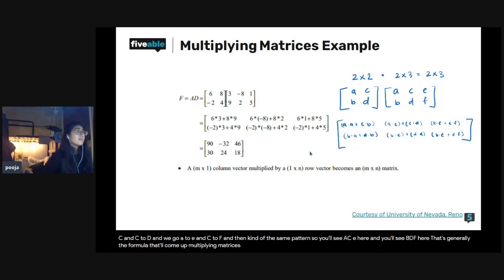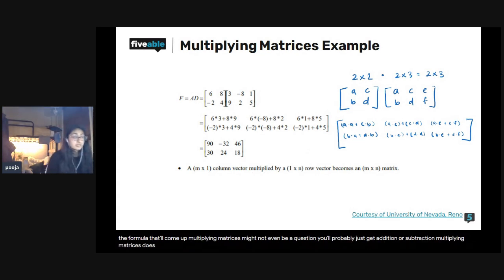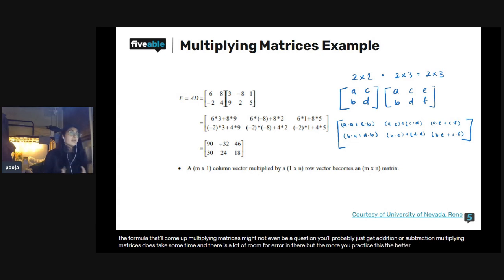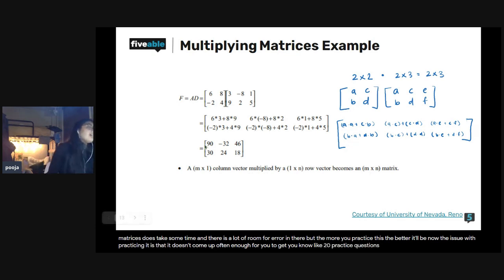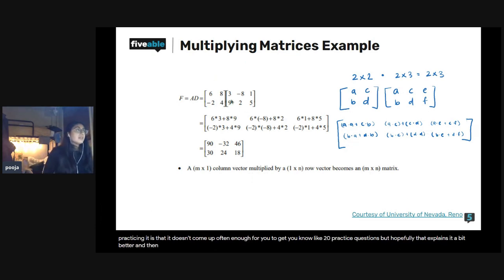Multiplying matrices might not even be a question. You'll probably just get addition or subtraction. Multiplying matrices does take some time, and there is a lot of room for error in there, but the more you practice this, the better it'll be. Now, the issue with practicing it is that it doesn't come up often enough for you to get, like, 20 practice questions. But hopefully that explains it a bit better. And then this is just an example of it worked out with actual numbers.